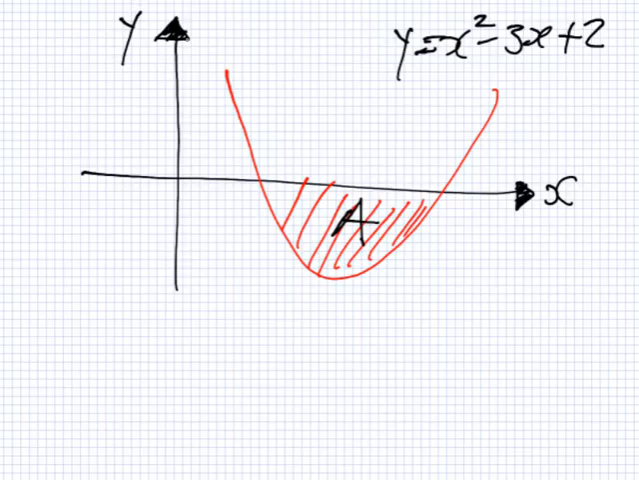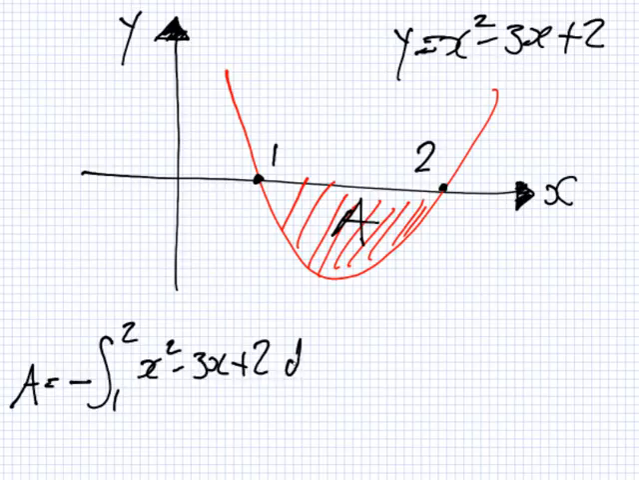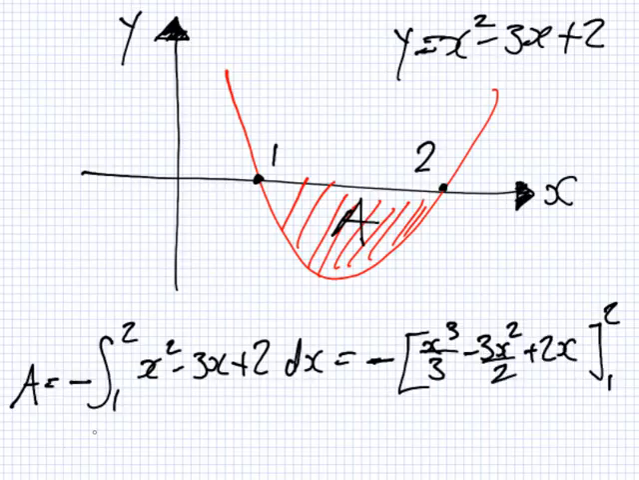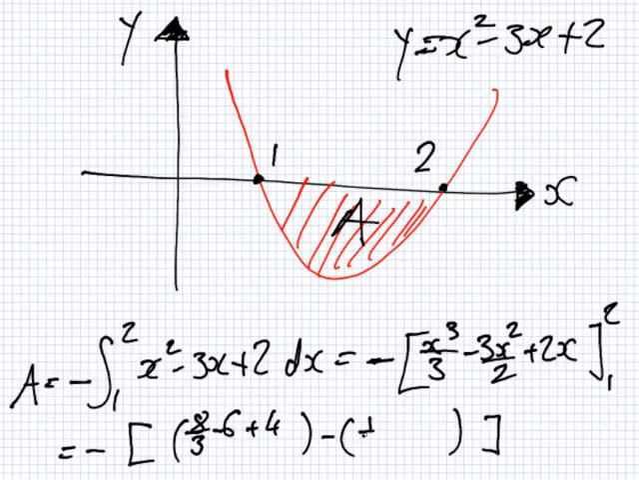Let's have a look here. So the area will be minus the integral from 1 to 2, and these are the roots of the quadratic, of x squared minus 3x plus 2. This is minus, from 1 to 2, of x cubed over 3 minus 3x squared over 2 plus 2x. Now let's put in the 2 and then let's put in the 1. So 2 gives 8 over 3 minus 2 squared is 4, over 2 is 2, so that's 6 plus 4, and then 1 gives 1 over 3 minus 3 over 2 plus 2.